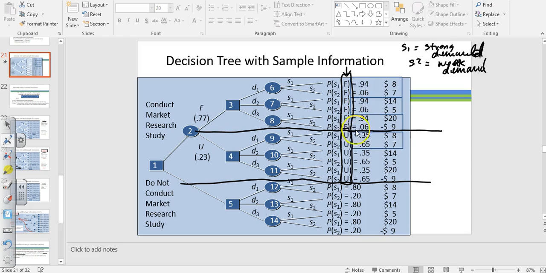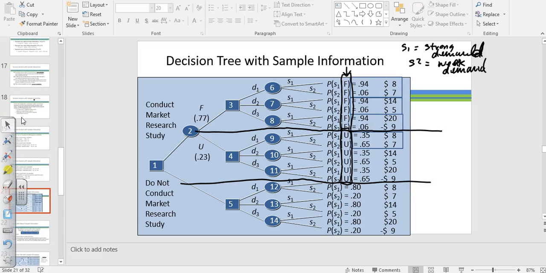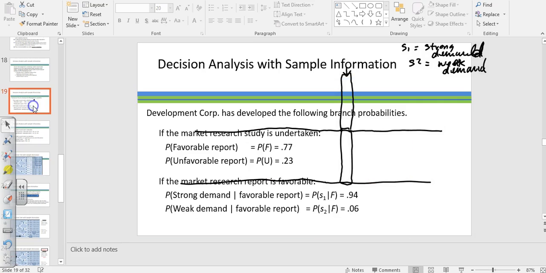So with the unfavorable report, remember it said 0.3. Given an unfavorable report, the probability of S1, strong demand, is 0.35. And let's just show you so you can remember where we saw that.